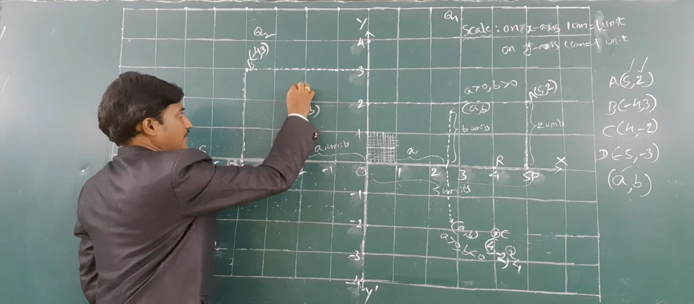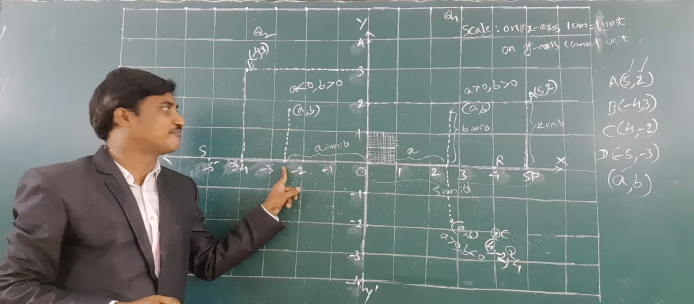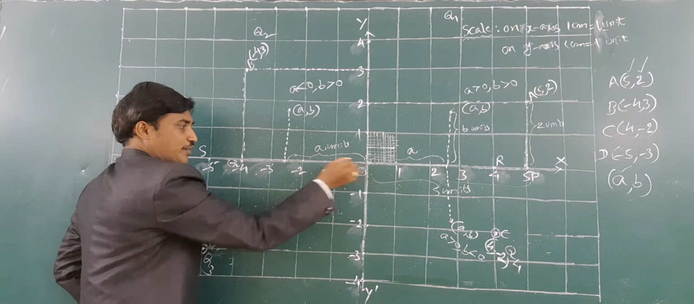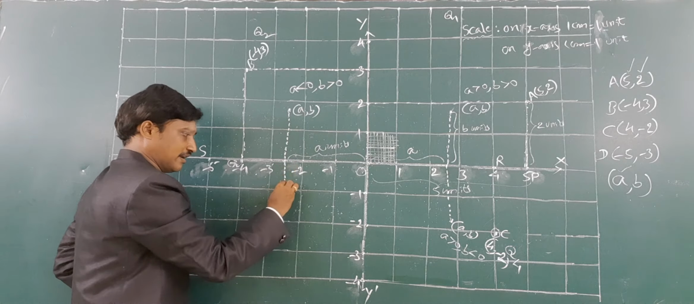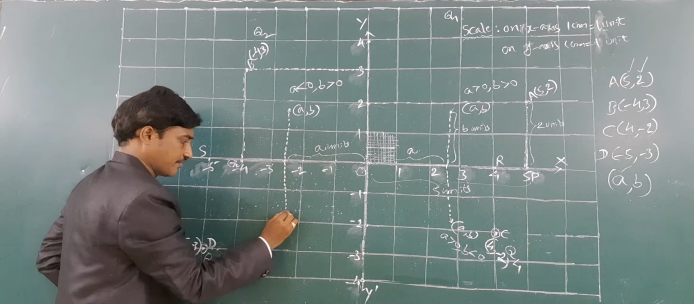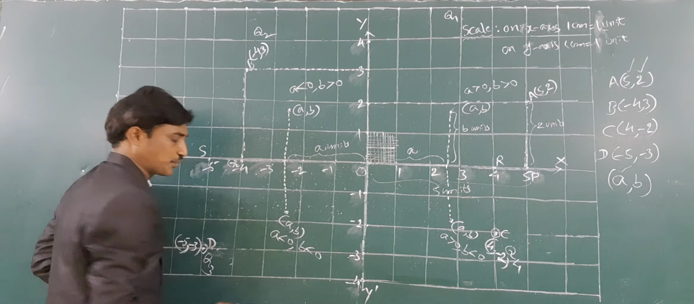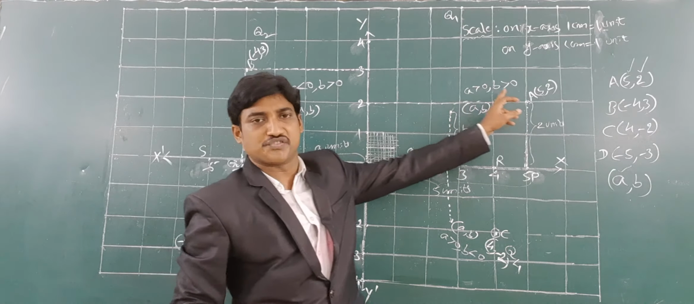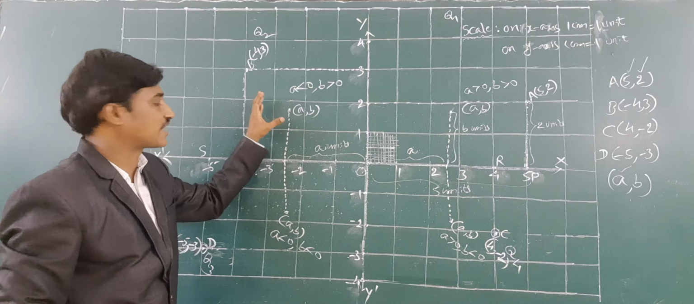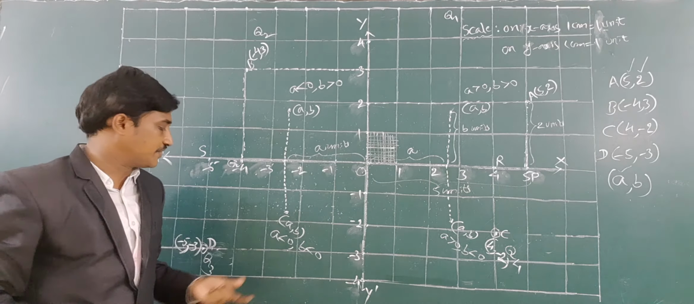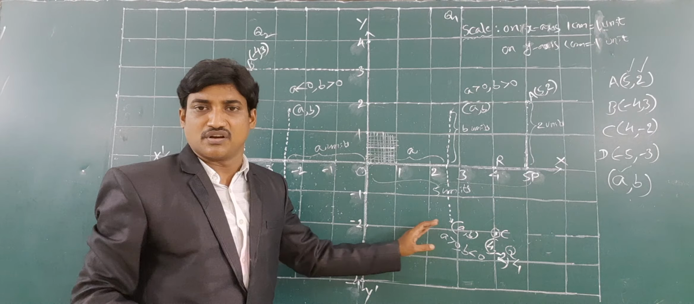If A is negative and B is positive, A less than 0 and B greater than 0, move upward. If A is negative and B is also negative, then after moving A units towards the negative x axis, move downward vertically along the vertical line B units, and the destination point is (A, B). If A is positive and B is positive, the point is in the first quadrant. If A is negative and B is positive, the point is in the second quadrant. If A is negative and B is also negative, the point is in the third quadrant. If A is positive and B is negative, the point lies in the fourth quadrant.